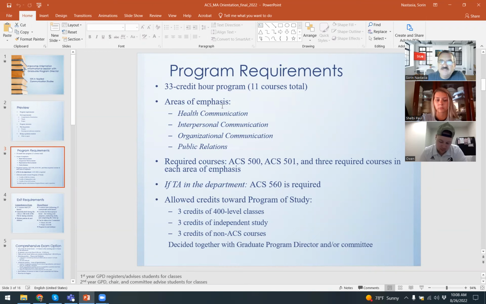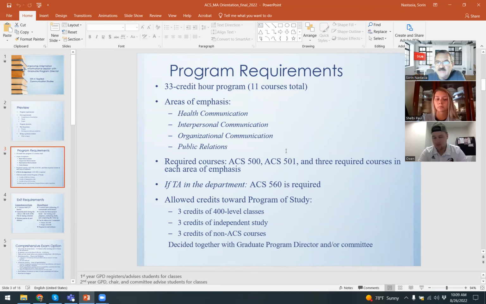So areas of emphasis, as I announced earlier, and I'm sure that everybody knows by now, at the master level, we have health communication, interpersonal communication, organizational communication, public relations. Of course, they're put here in alphabetical order, not necessarily in the order of any preference from the students, and so on and so forth. Health communication has to be mentioned because we don't have it at the undergraduate level.